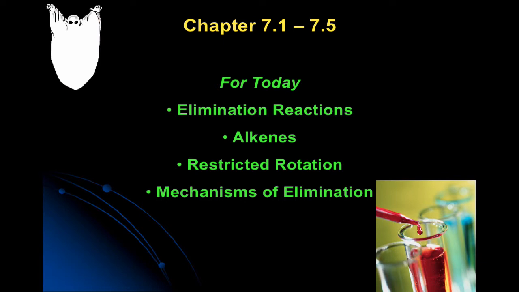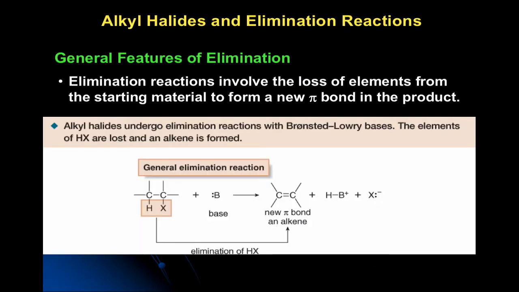So today we need to jump into chapter 7. And so what we're going to start talking about is some elimination reactions. We're going to talk a little bit about alkenes. Alkenes, of course, have restricted rotation, and we're going to talk about mechanisms of elimination. So what we talked about last time, right, was nucleophilic substitutions, where a leaving group was leaving and a nucleophile was coming in. That's most of what we talked about. Okay, and so now we're going to talk about elimination reactions and see what we can do with those.